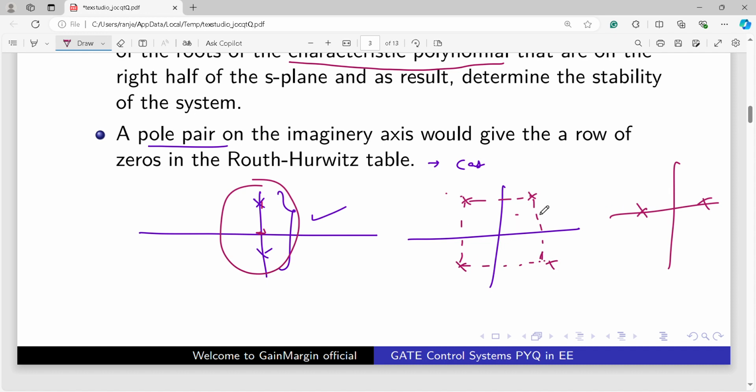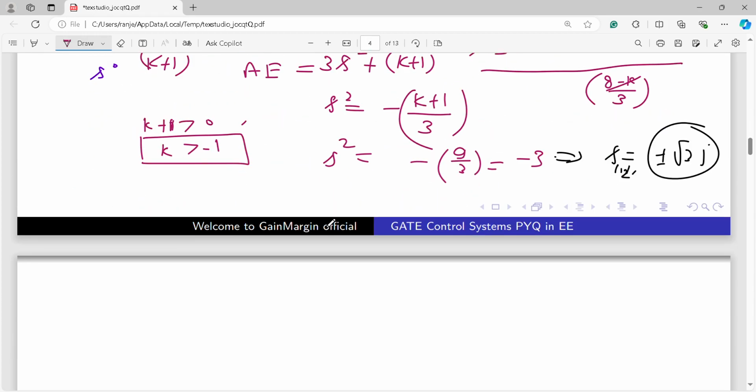So on the s-plane, this is the j omega axis and this is our sigma, the real axis, with symmetry observed. For example, minus 1 plus 2j, minus 1 minus 2j, similarly plus 1 plus 2j, plus 1 minus 2j. So like that we should understand the special case of the Routh-Hurwitz table. So these questions are very simple.